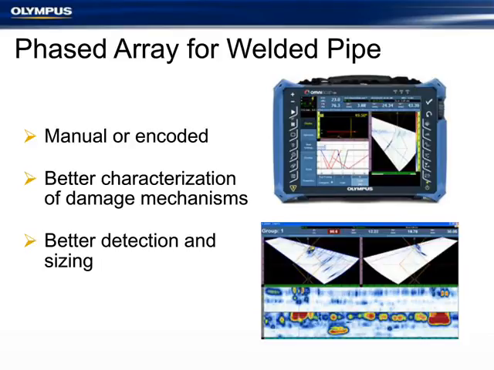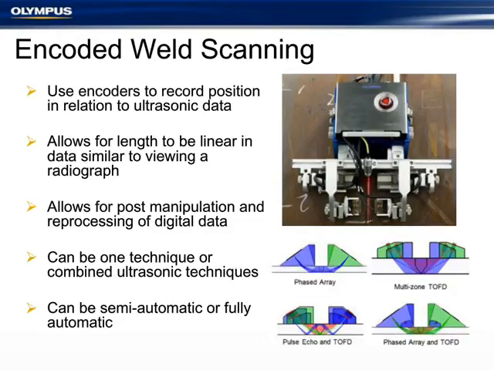If we look at encoded weld scanning, it's a little bit different. When we talk about encoding, all we're really saying is we're adding a small device, often a wheel, that's going to record our position in relation to the ultrasonic data that we're taking. So what you see on the top is a fully automated scanner. This is motor controlled. It's push button, able to go around the circumference of a pipe and record, in this case, both phased array and TOF data. We'll talk about TOF data in the following slides after we introduce phased array.